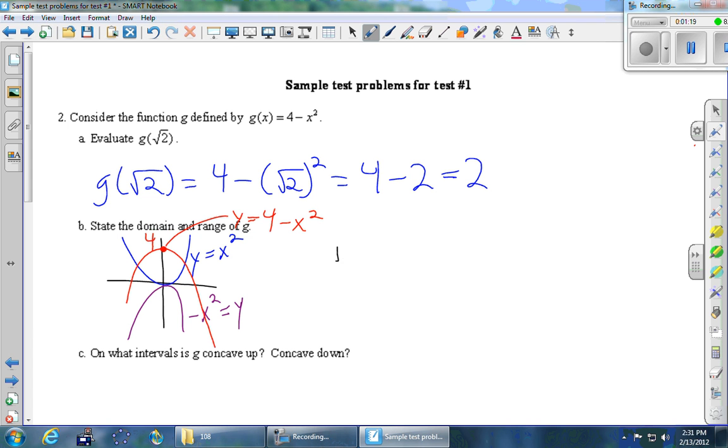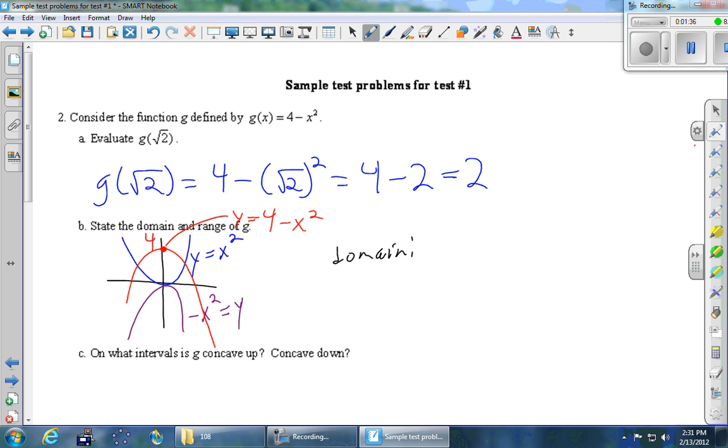So domain and range of g, let's see. Domain is the set of all the x's. Are there any x's that don't make sense? I think the answer is no. Every x is okay in this case. This graph, the red graph, goes forever left and forever right. No holes, no jumps, no nothing.